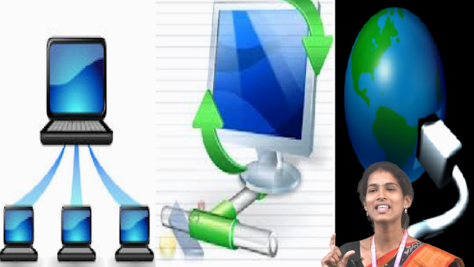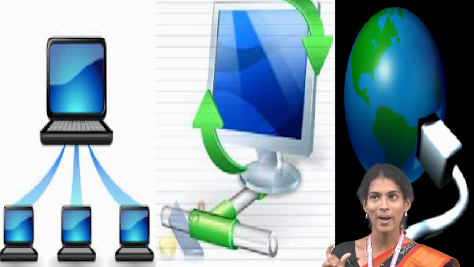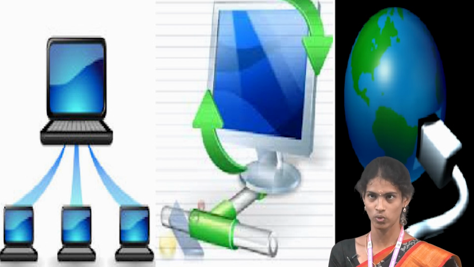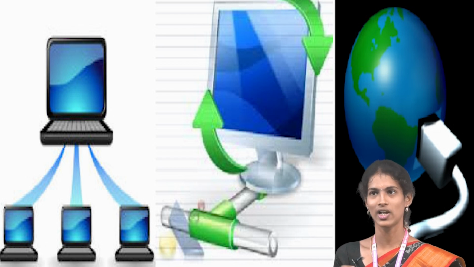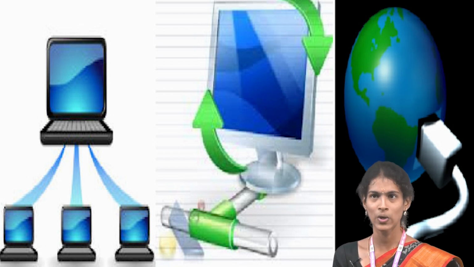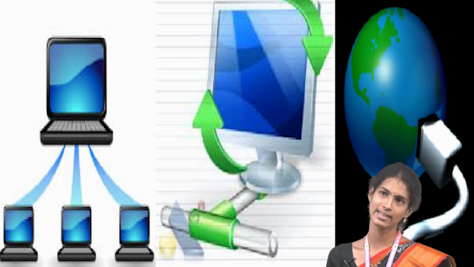The next, example of star topology. A common example of star topology is a local area network in an office where all computers are connected to a central hub. This topology is also used in wireless networks where all devices are connected to a wireless access point.